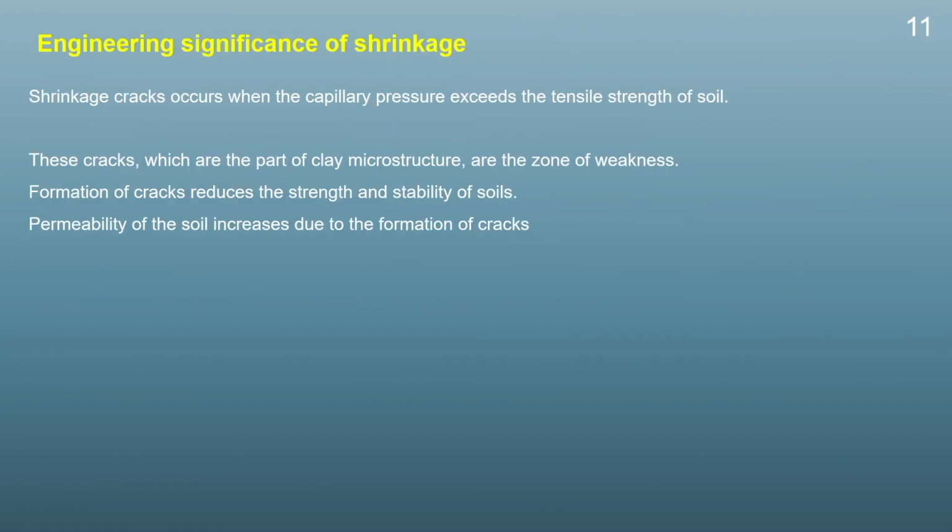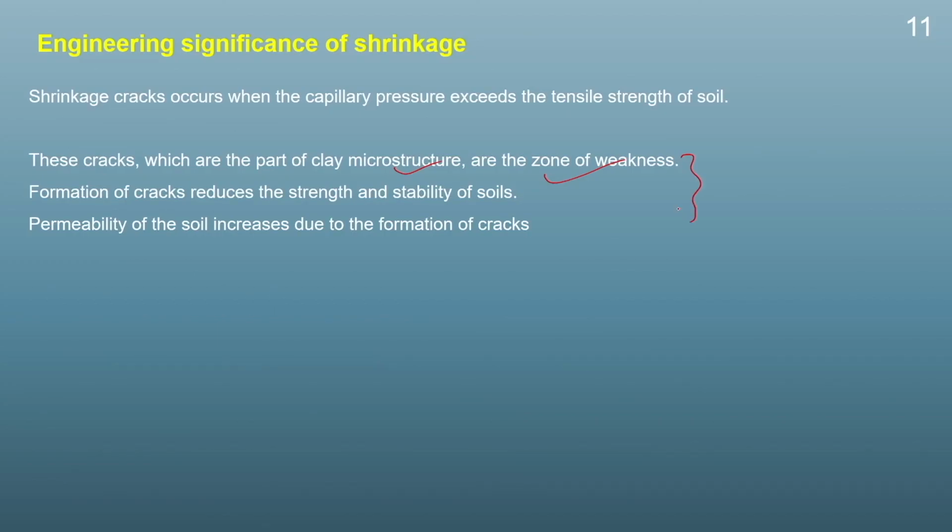Now, what is the engineering significance of the shrinkage behavior? The shrinkage cracks occur when the capillary pressure exceeds the tensile strength of the soil, and these cracks are generally part of the microstructure and are termed the zone of weakness. And due to the formation of the cracks, the strength or the stability of the soil will decrease, and also the permeability of the soil will increase. Therefore, this will bring instability to any structure.